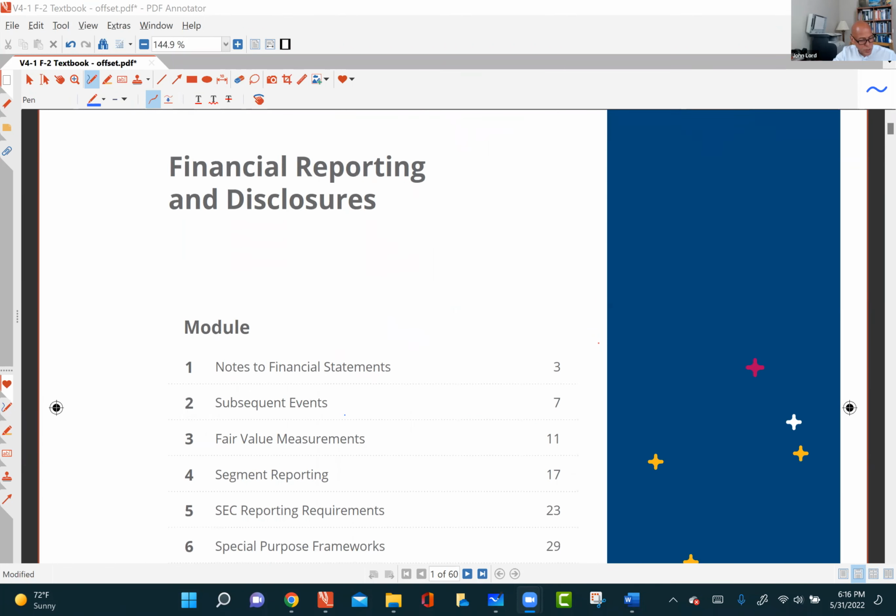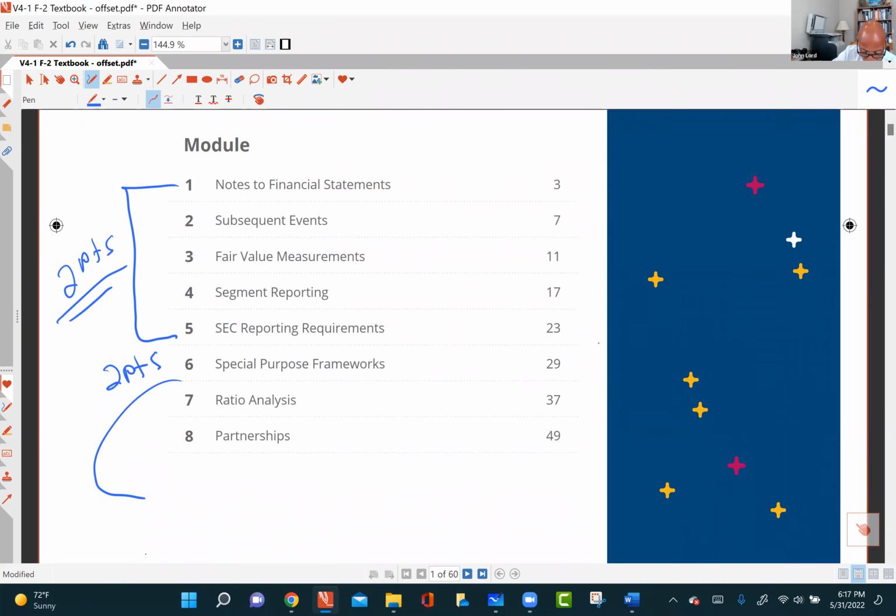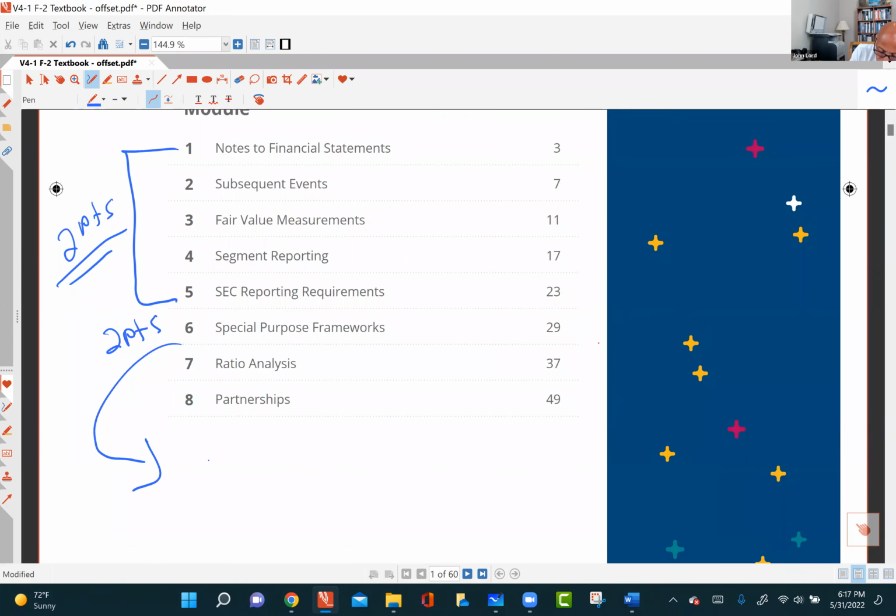Now they talk about special purpose framework, and that's also fairly light. Okay, but what they kind of have hidden here is the big point value, which is converting cash financial statements to accrual, and the other way around, and vice versa.